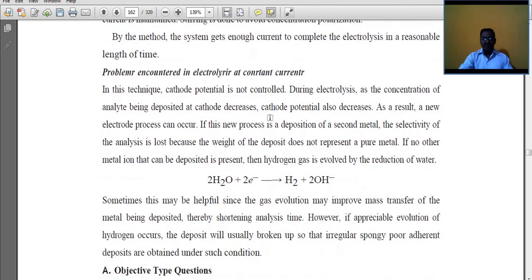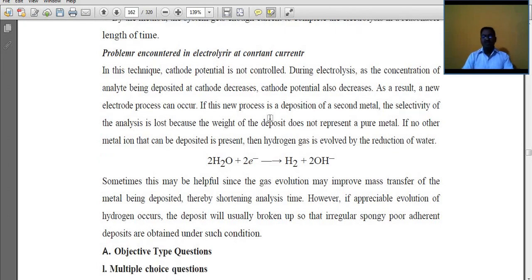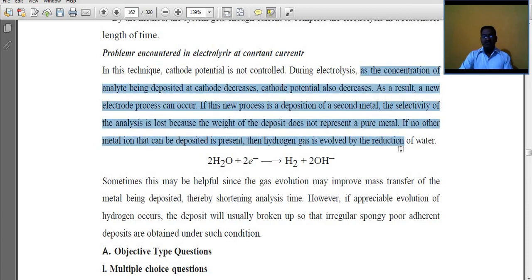That is the working of this. The problems encountered in electrolysis at constant current: in this technique, cathode potential is not controlled. During electrolysis, as the concentration of analyte being deposited at the cathode decreases, cathode potential also decreases. As a result, a new electrode process can occur. If this new process is a deposition of a second metal, the selectivity of the analysis is lost because the weight of the deposit does not represent a pure metal.